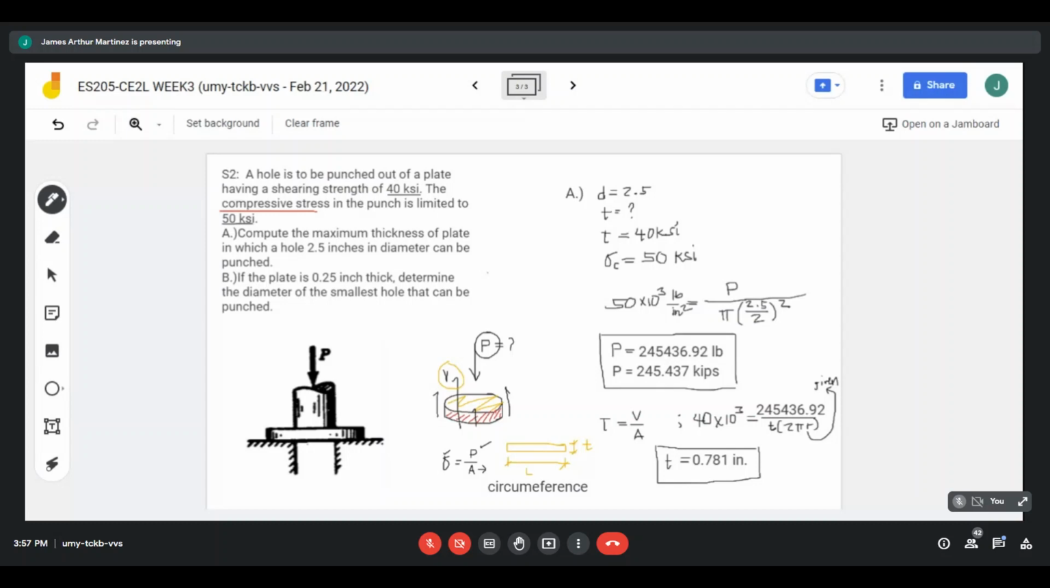So, just analyze what the problem or the statement means. That is part of the development of your problem solving skill. Letter B, sir? Yes, letter B. So, try to answer letter B.